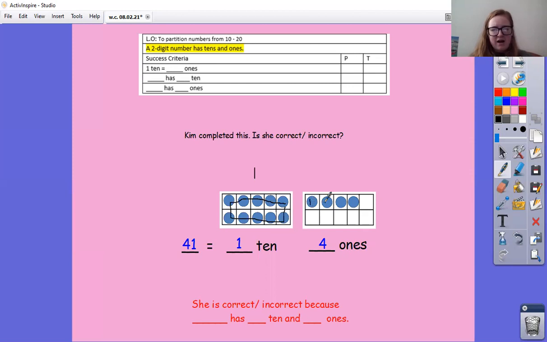How many ones do I have? I have 1, 2, 3, 4 ones. So 1 ten and 4 ones. Is that the same as 41? If I was going to write that number, I would write it as 14. Kim is not correct because 1 ten and 4 ones equals 14. So she is incorrect because 14 has 1 ten and 4 ones, not 41.